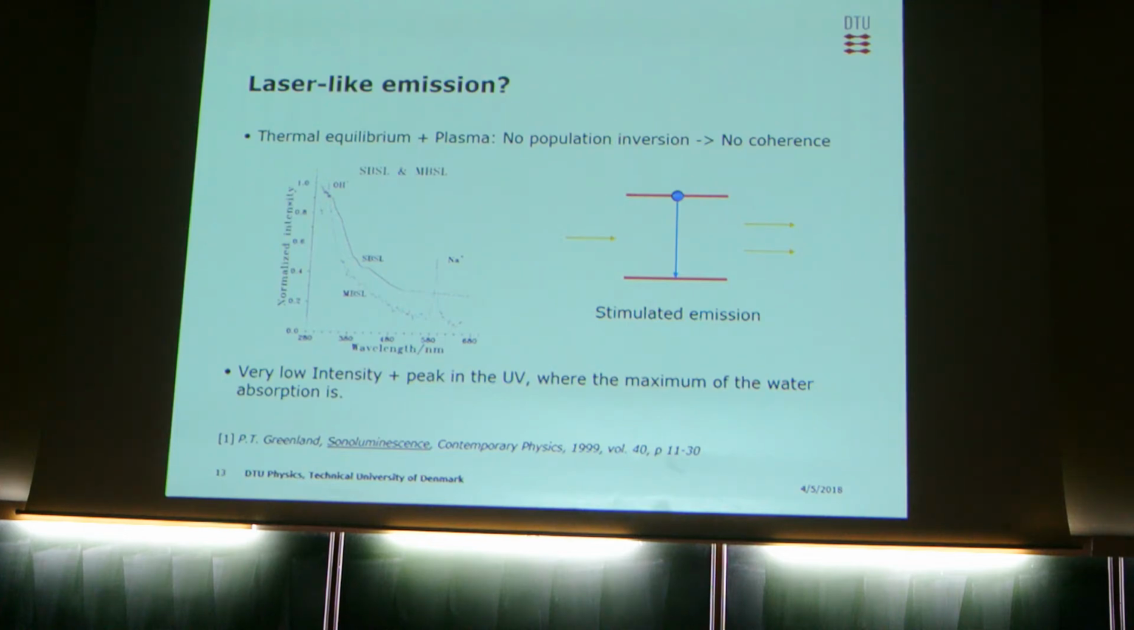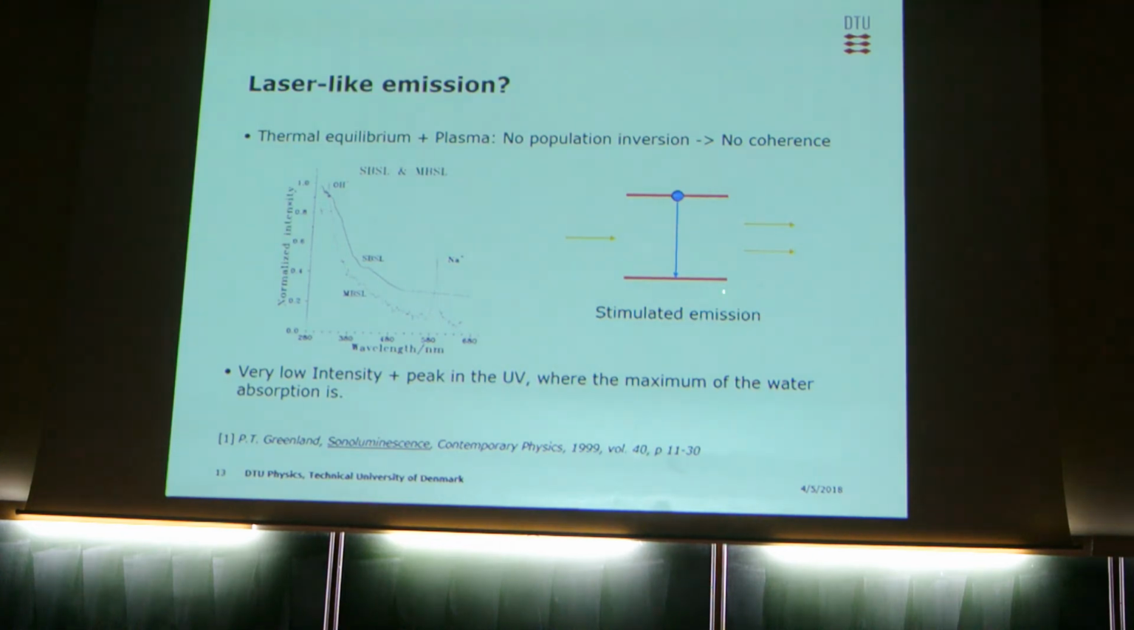Okay. Now comes the question of the laser-like emission. Based on the two processes of emission of light, if you have thermal equilibrium or a plasma, you don't have coherent light. Here I have the process that corresponds to the laser-like emission.